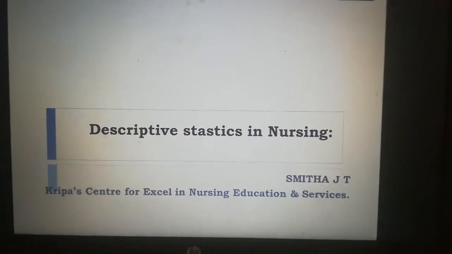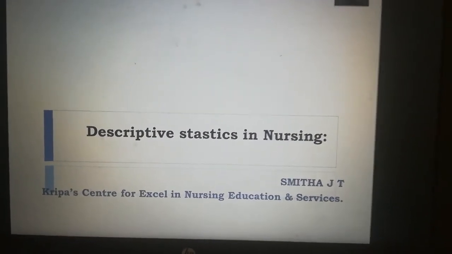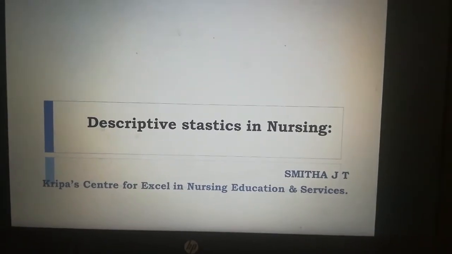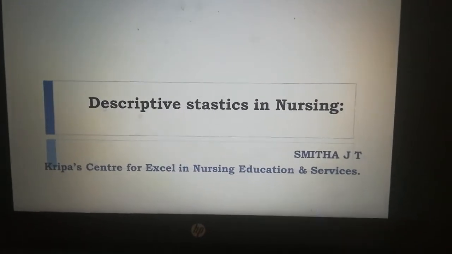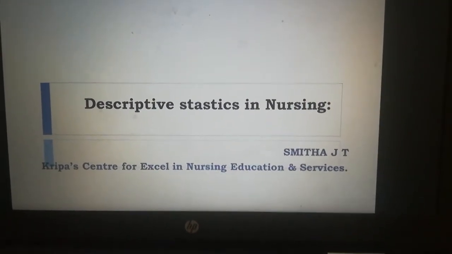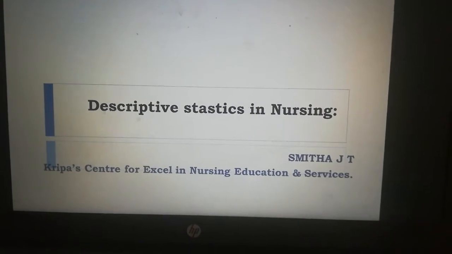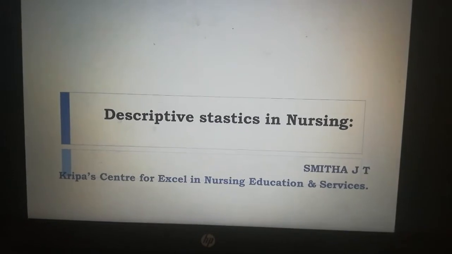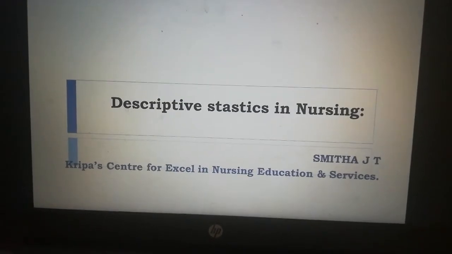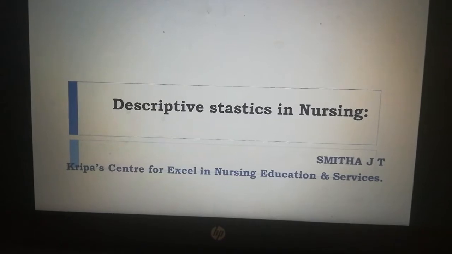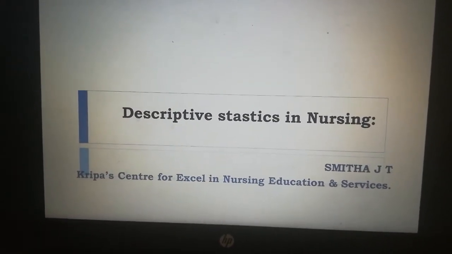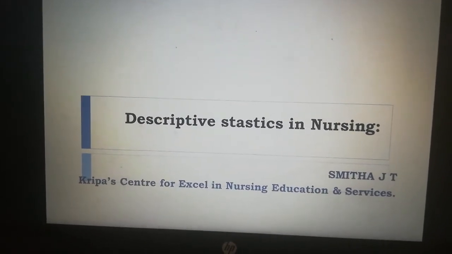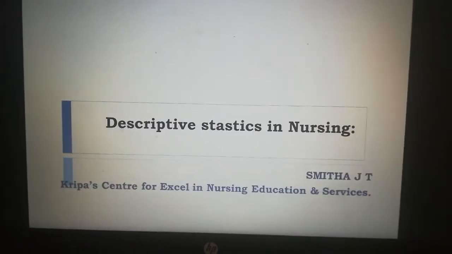In today's session, we'll be discussing important topics like descriptive statistics in nursing. As we know, why is statistics important in the nursing field? Yes, friends, we are dealing with vital events for taking care of patients, and a lot of data we are collecting needs to be documented by using mathematical techniques. And here comes descriptive statistics.